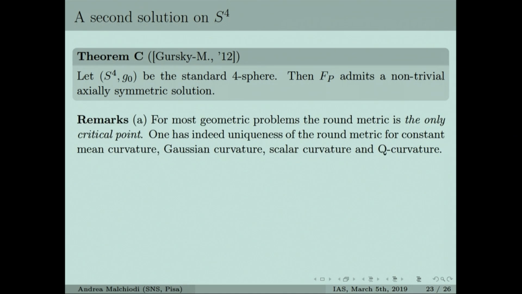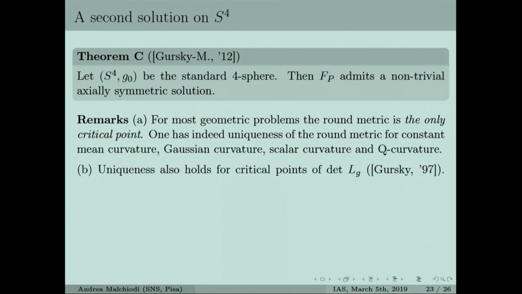In fact, this is a weird phenomenon because for most geometric problems, the only critical points are round metrics. If you consider spheres, for example, and impose constant mean curvature, constant Gaussian curvature, constant scalar curvature, constant Q curvature, and even for the determinant of the conformal Laplacian, there is a unique solution. That was proved by Gursky. But for this other problem, there are also non-trivial solutions.